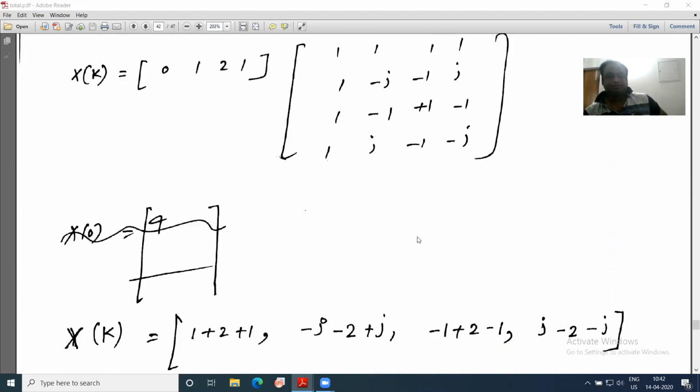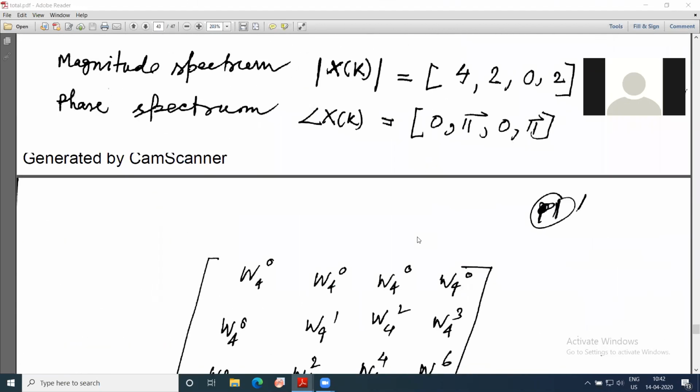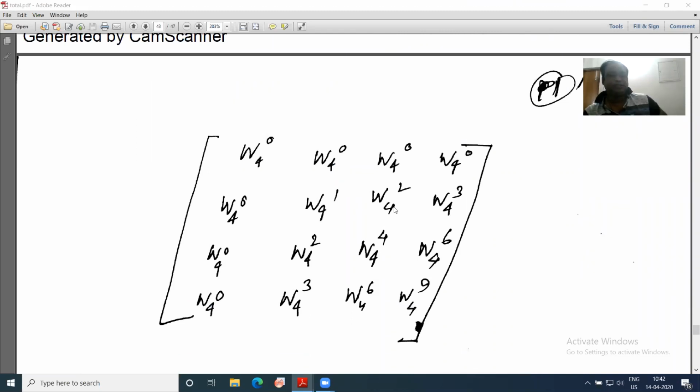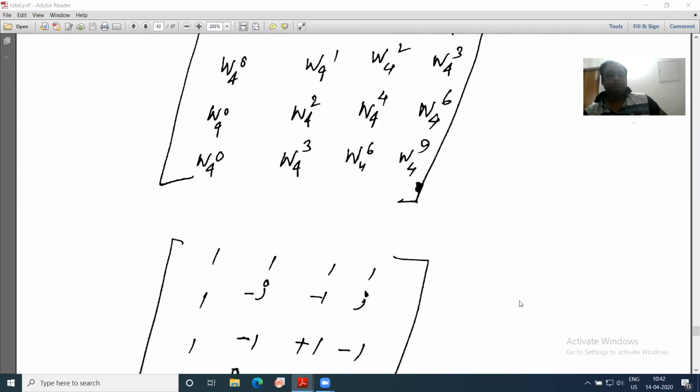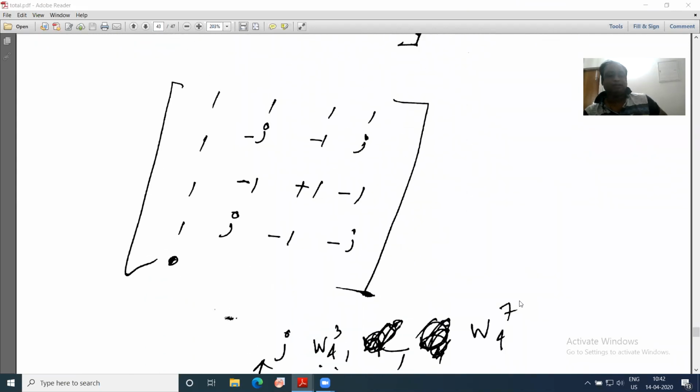Now, suppose this is the matrix you have to find, right? So 0, 0, 0, 1, 2, 3, 2, 4, 6, and 3, 6, 9. So this is actually the result you have got, what we have derived, right?